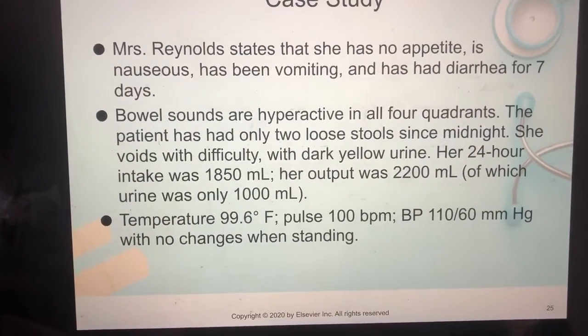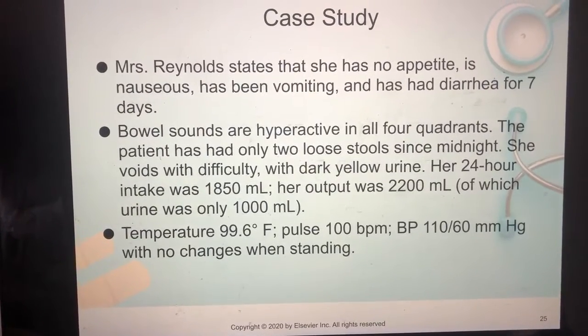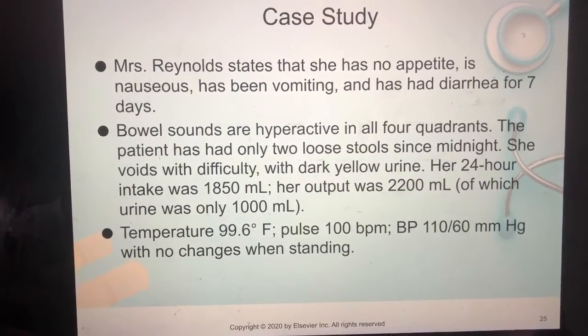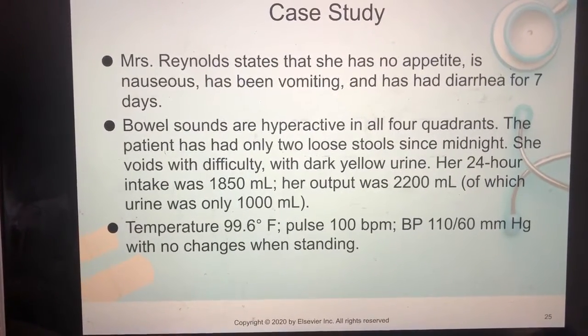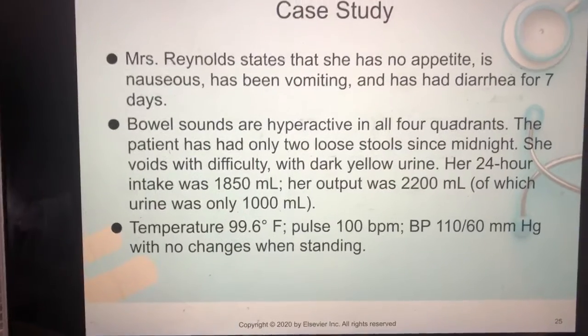Her 24-hour intake was 1,850 mLs and her output was 2,200. Urine was only about 1,000. Her temp is 99.6, pulse is 100, and BP is 110/60 with no changes when standing.